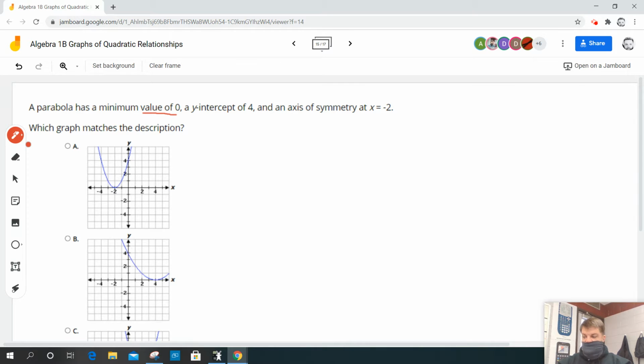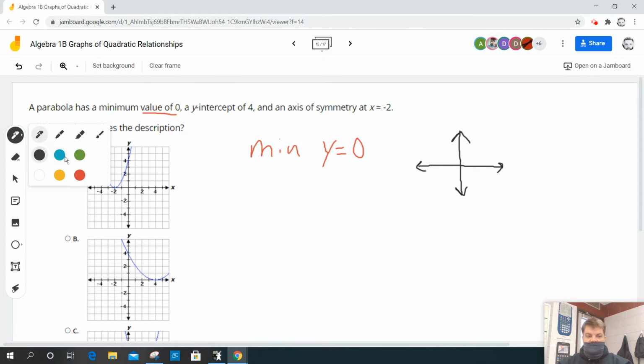One, because it is a minimum value, because it says minimum when y equals 0, then I know that this is going to open up. I know that because it's a minimum value, it will open up. That means it's going to look like this.